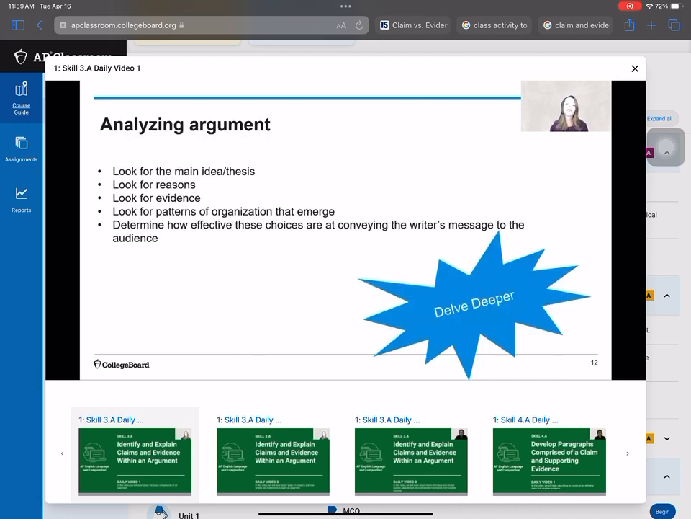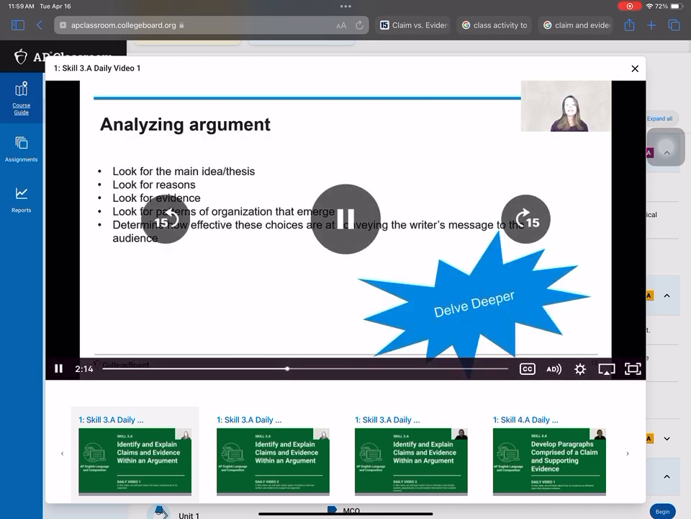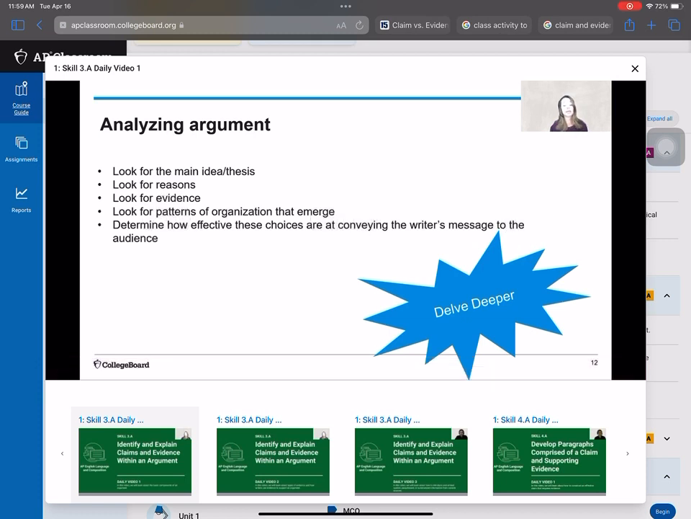In the rhetorical analysis essay, we are analyzing the rhetorical choices a writer makes. One of those choices is how they convey an argument and what evidence they select. As we read and annotate a passage, we want to look for elements of the argument and how the writer organizes it.